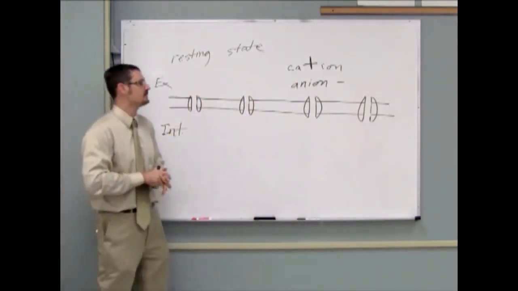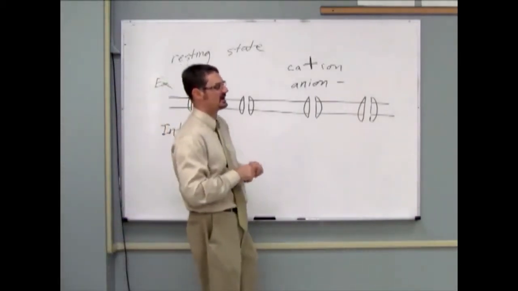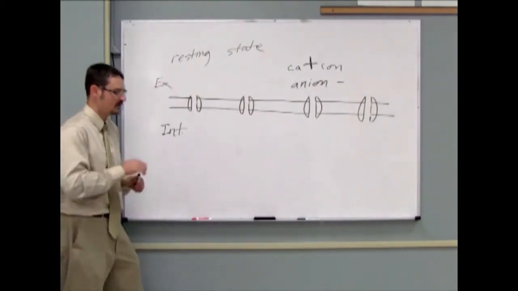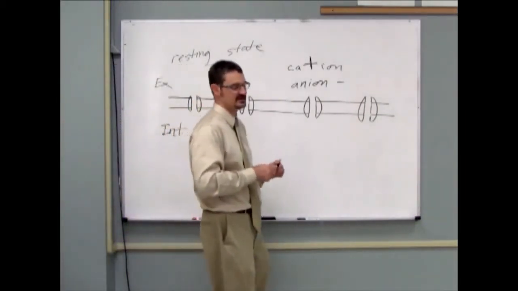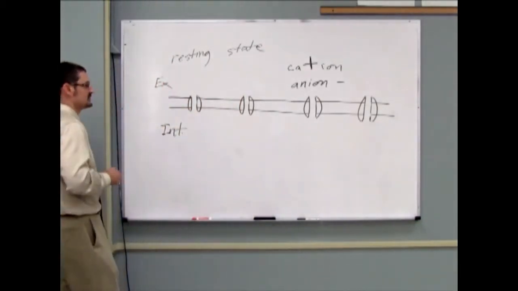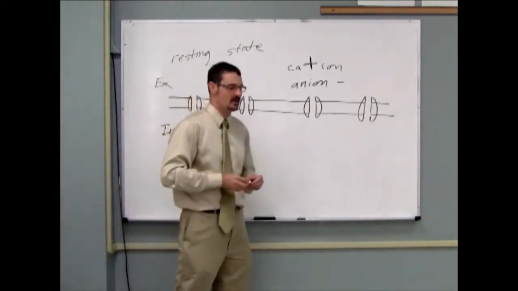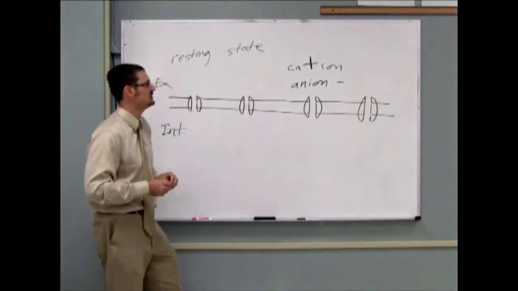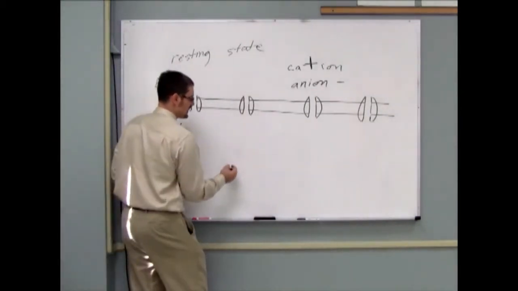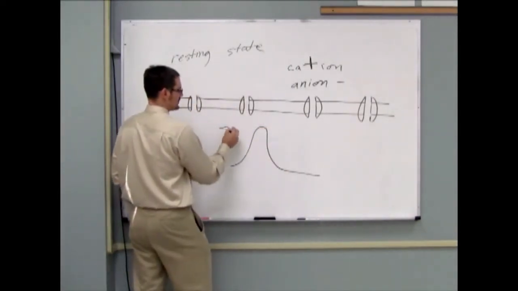Like charges are repelled. So cations push away other cations, and anions push away other anions. This is one of two major forces that's at play when we talk about the action potential. The first is electrostatic pressure. The other is going to be diffusion. That's the fact that substances travel from an area of high concentration to an area of low concentration.